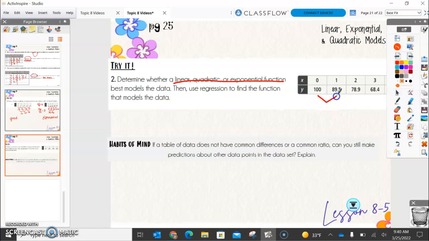The pattern is going down, so here we lost 10.5. Here we lost 10.6. Here we lost 10.5. Now, this loses 10.6. Sorry, I'm out of room there.